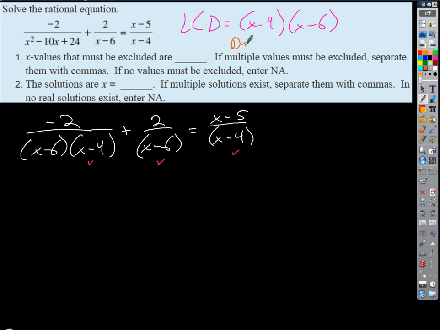Right, so the domain: we know that x cannot equal 4 and x cannot equal 6, right? So in Moodle, what would we do? The x values that must be excluded are 4 and 6, separated by a comma, right? Now what? How do we solve this thing? What's our trick?